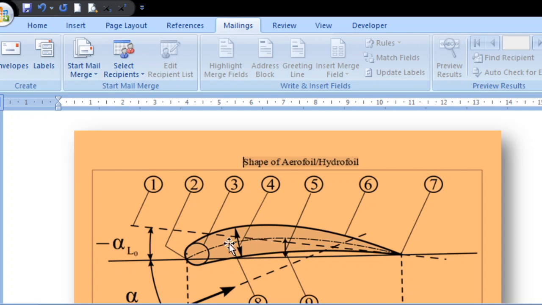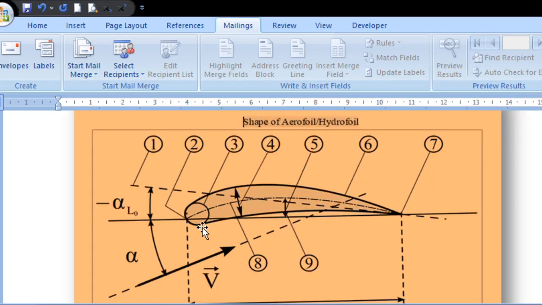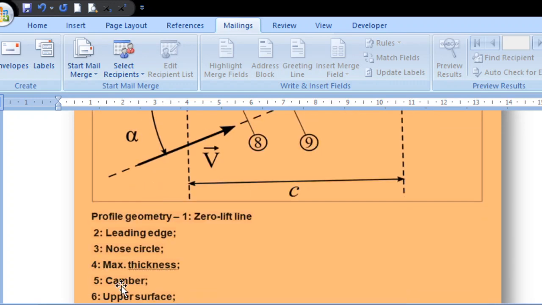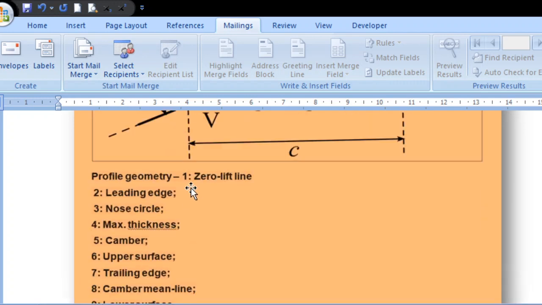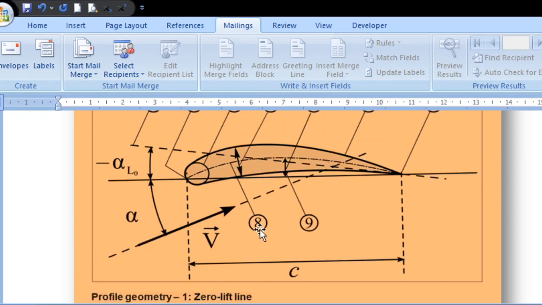So even if when you make the propeller blade element non-symmetrical, there will always be a line in which if the water flow comes in this direction, this will not create any lift or drag or any other effect. So this water will come from here, pass on like this, and it will not create any lift. So point number 1 is called the zero lift line.